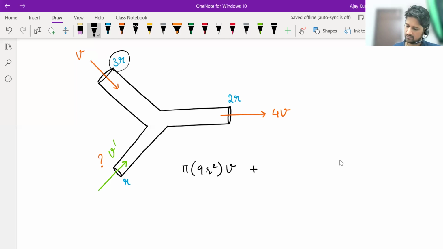Plus another inflow, another rate of inflow, is pi r square multiplied with v dash. This v dash is what we need to derive. These are the two inflows. Together they should be equal to outflow.